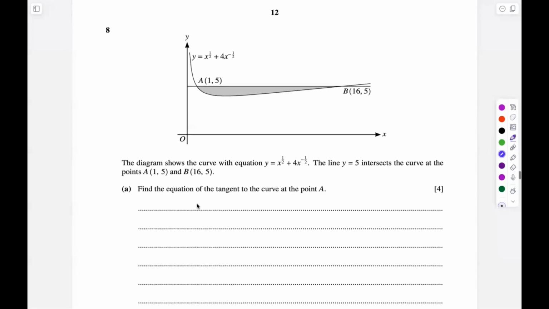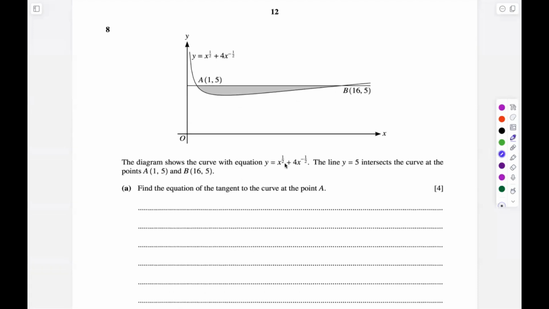In question 8, the diagram shows the curve with equation y equals x to the power half plus 4x to the power minus half. The line y equals 5 intersects the curve at the points A(1, 5) and B(16, 5). In part A, we have to find the equation of the tangent to the curve at the point A. To find the tangent at point A, we already have the coordinates. We just need to find the gradient.